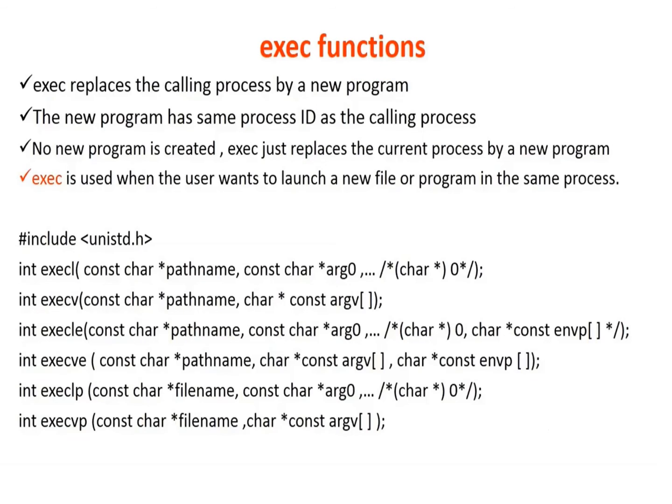Then next are the exec functions. Exec replaces the calling process by a new program. Whatever the calling program is, it will be replaced by a new program. The new program has the same process ID as the calling process. Exec just replaces the current process by the new program, and it is used when the user wants to launch a new file or program in the same process. These are some of the forms of the exec functions.